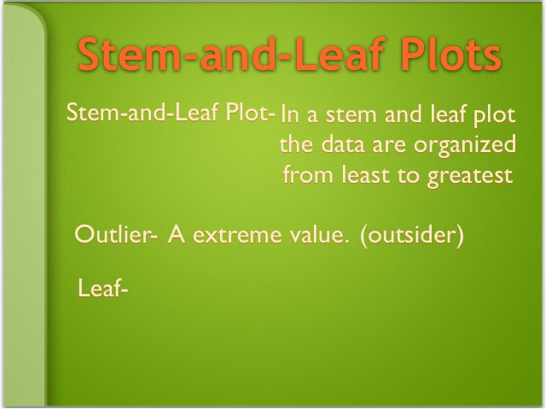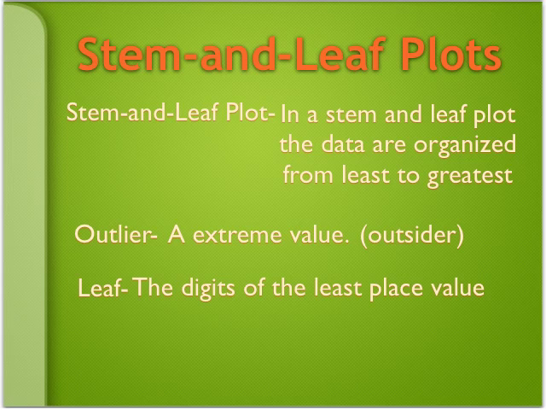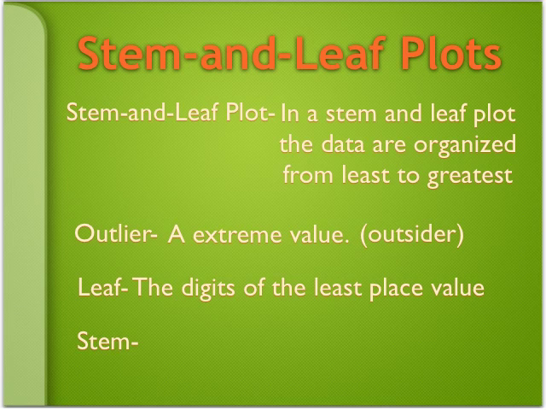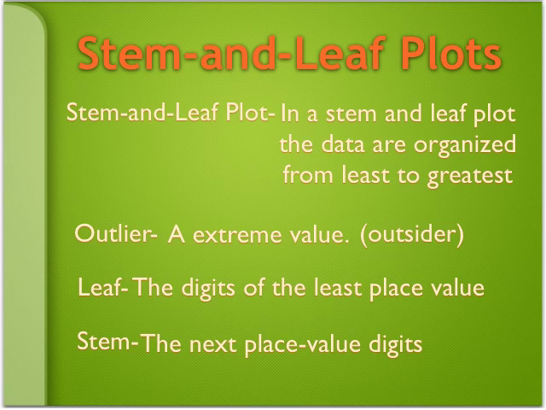Next we have leaf. A leaf is the digits of the least place value. Then we have stem. A stem is the next place value digits. So the least place value is the leaf, and then everything else is your stem.